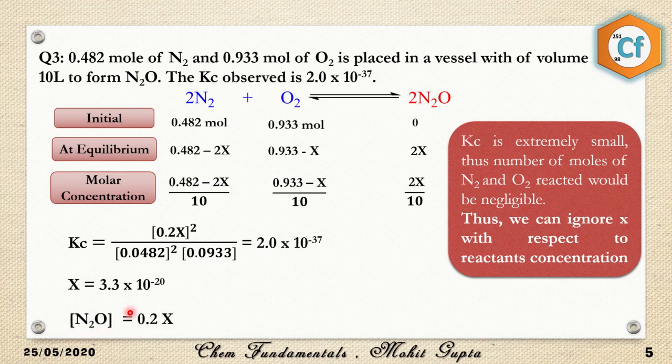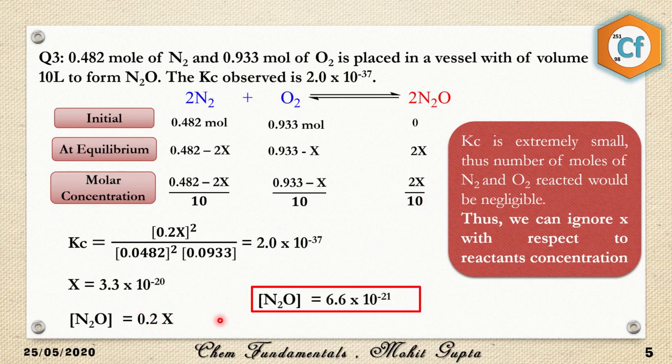Now the concentration of NO2 would be 2x divided by 10, which is equal to 0.2x, and you will multiply x. What you will get, the concentration of NO2 is 6.6 into 10 to the power minus 21. Now you can see here the value is into 10 to the power minus 21, almost negligible.